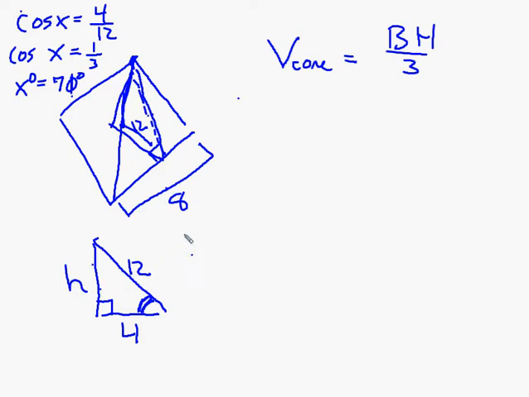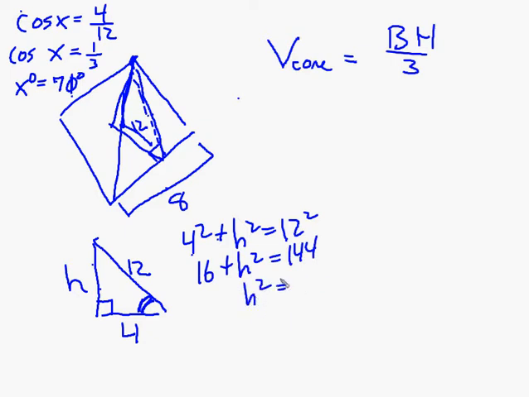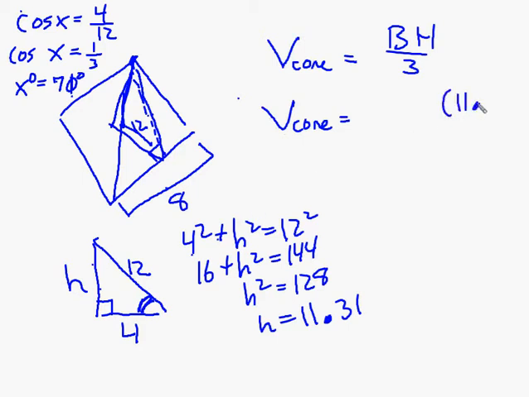I can use what else to find height here? Pythagorean theorem. Alright, so we'll have 4 squared plus h squared equals 12 squared. 16 plus h squared equals 144. Subtract the 16, h squared is 128. And then square root: 11.31. Okay. So now that gives me the actual height of this thing, but how am I going to use that? That's going to be your big H. That's going to be my big H, 11.31.